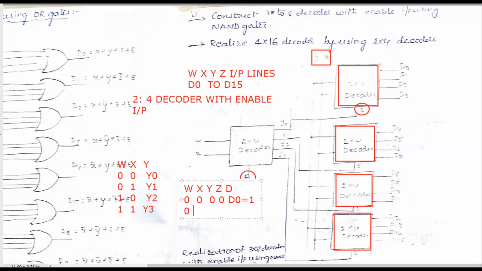If the selection is 1 and 1, then the D3 line output will be equal to 1, and the remaining lines will be 0.